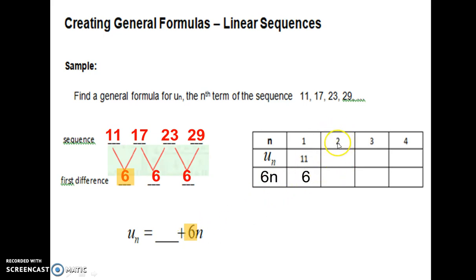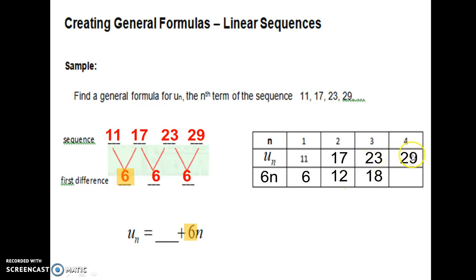All right, now let's look at the second term. Second term is 17. So I'm going to input that second. u2 is 17. But if we just put 2 into 6n, we get 12. So again, we're short of what we need. We need 17 to actually create the sequence we have. Next one, 3. The third term is 23. So u3 is 23. But if we use just this rule, you do 3 times 6, you get 18. Again, we're short of what we need.